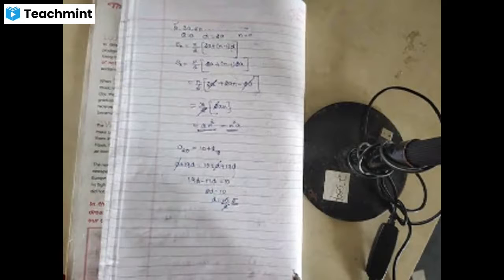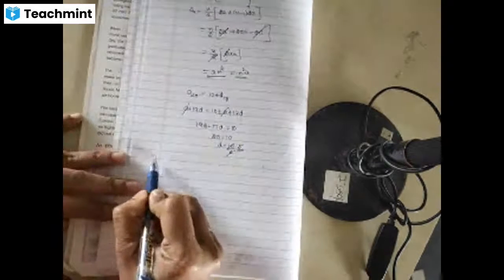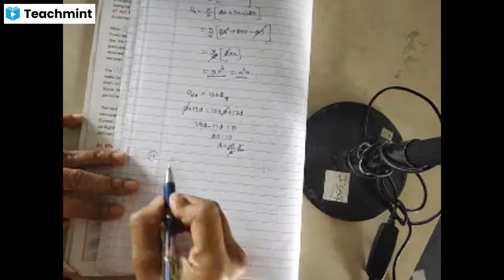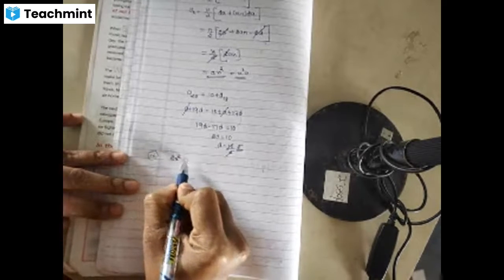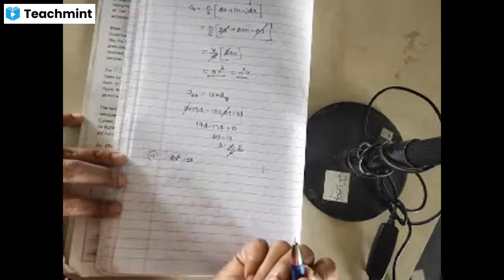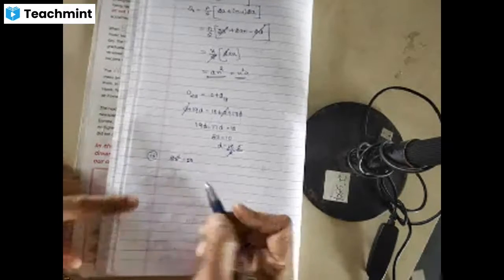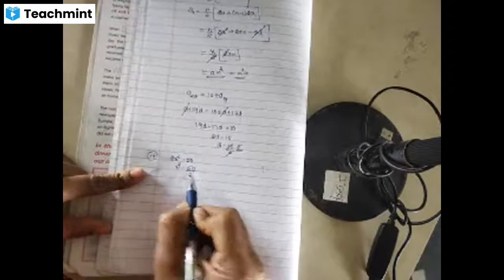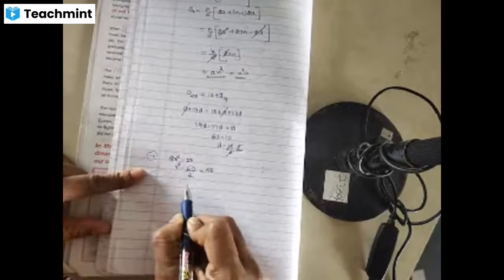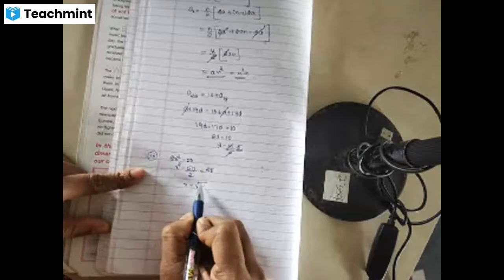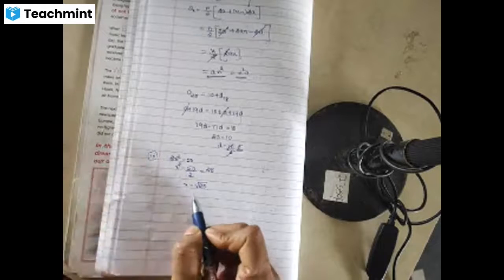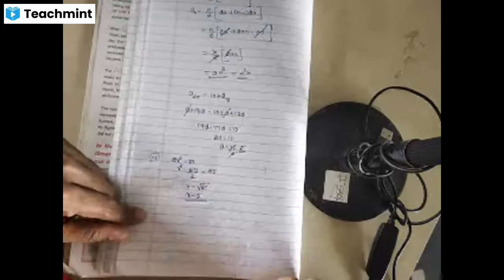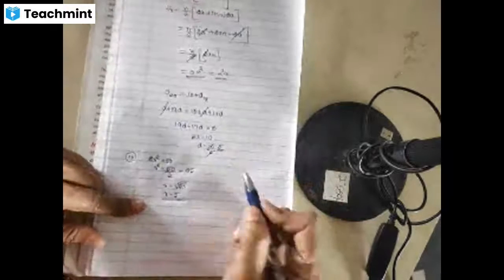Next, 10th question. One of the roots of the equation 2x square is equal to 50. Options: 2, 4, 3, 5. So first, x square equal to 50? I'll take this 2 down. That becomes 25. So x equal to square root of 25. Plus or minus is not needed because negative values are not given in the options. So x equal to 5.